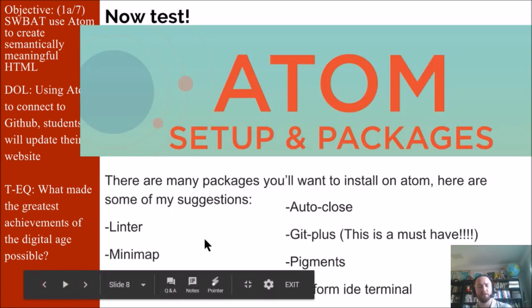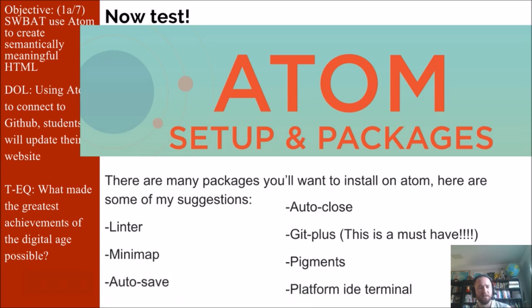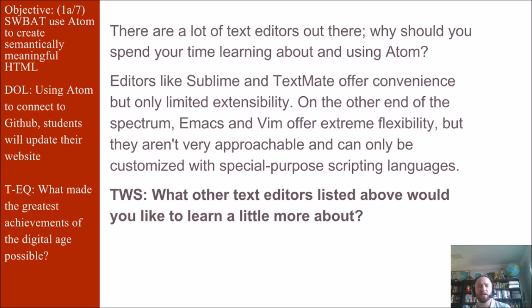So Atom, as you're setting it up and downloading packages, here are a list of ones I suggest. Linter is definitely an essential one. That'll help you identify bugs or errors before you even save. There's the Minimap, autosave, autoclose, Git Plus. This is a must-have. You can download a Pigments package, and then Platform IDE Terminal. So if you're a person who wants to download everything, we'll use this here all at once. There you go.